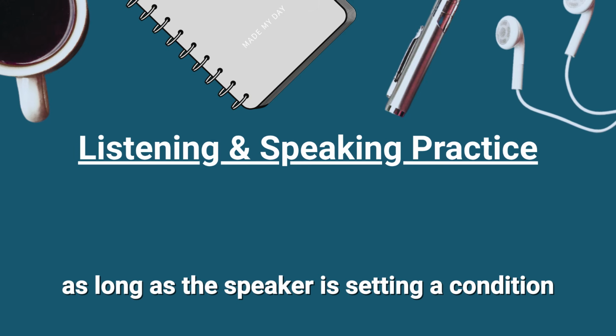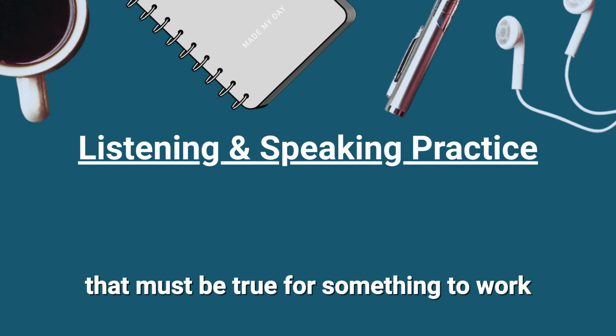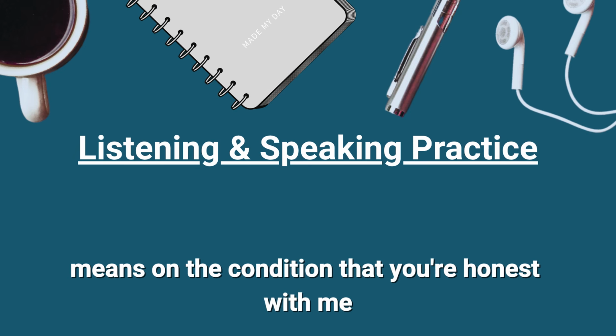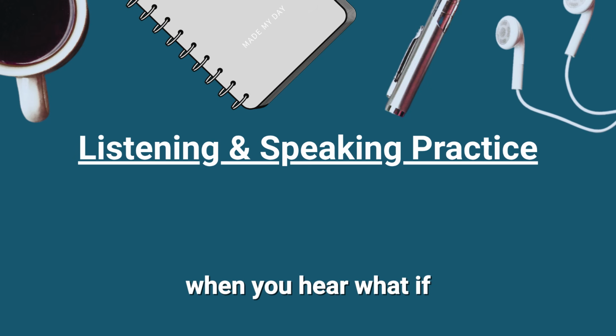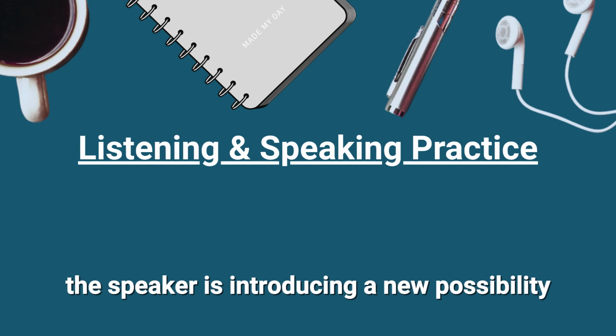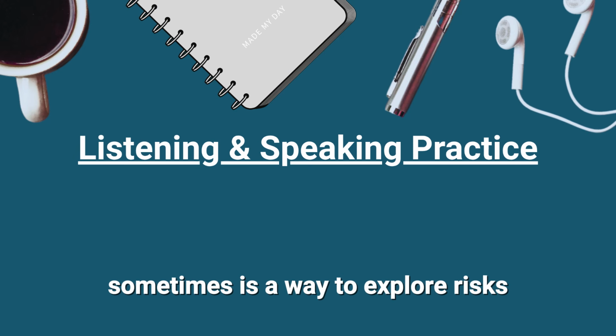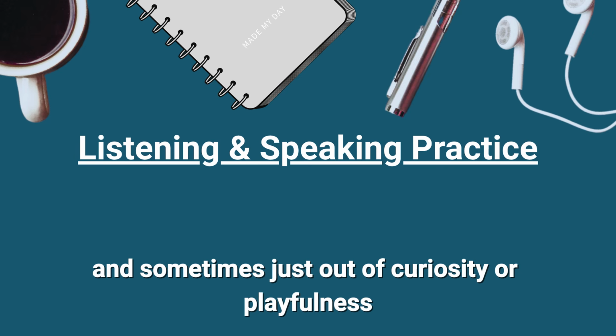When you hear as long as, the speaker is setting a condition that must be true for something to work. It's like a prerequisite. As long as you're honest with me means on the condition that you're honest with me. When you hear what if, the speaker is introducing a new possibility, often as a suggestion or a creative solution, sometimes as a way to explore risks, and sometimes just out of curiosity or playfulness.